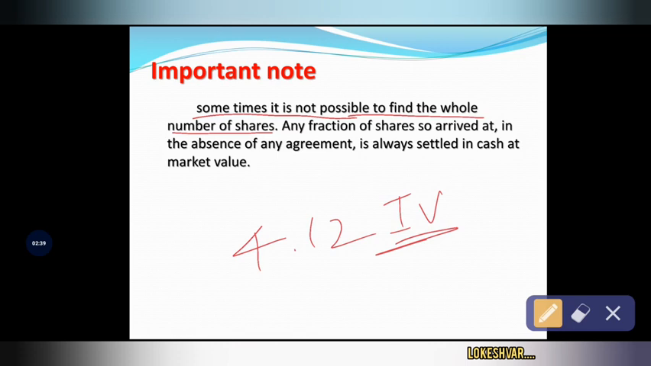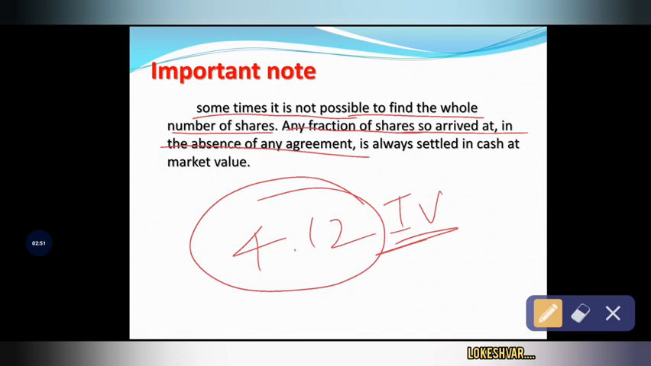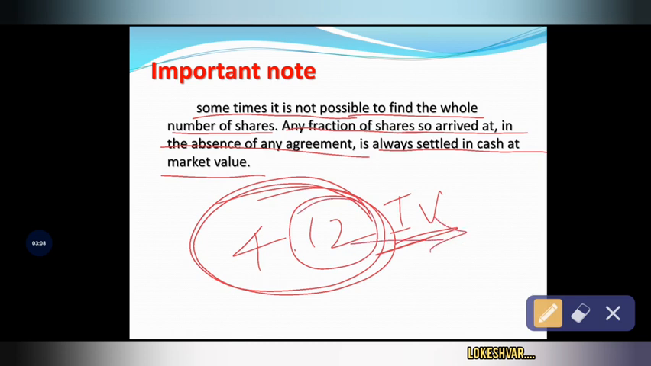So in case of any fractions of shares so arrived at, in the absence of any agreement, it is always settled in cash at market value, that is at the present market value. So if in case the intrinsic value is a fractional value, then this 0.12 will be settled by the transferee company in the form of cash, and 4 will be settled through exchanging the shares. Okay, so fractional shares will be settled through cash.